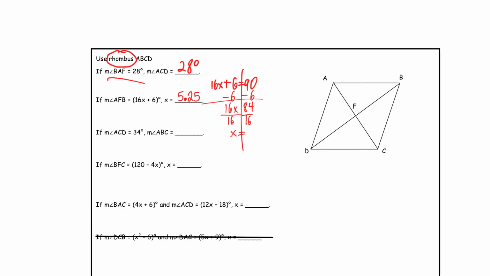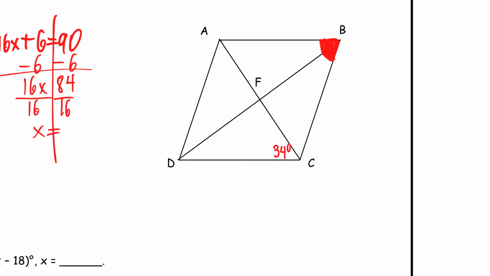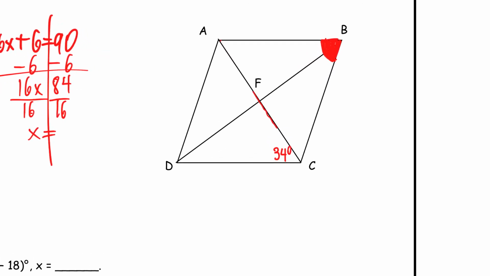Okay, next one. All right, it says that ACD is 34. So ACD is this angle right here. It's 34 degrees, and we're looking for angle ABC. So I'm looking for this whole thing. Okay, so in a rhombus, what does this diagonal do to this whole angle right here? Cuts it in half. So if this is 34, how big is this one?